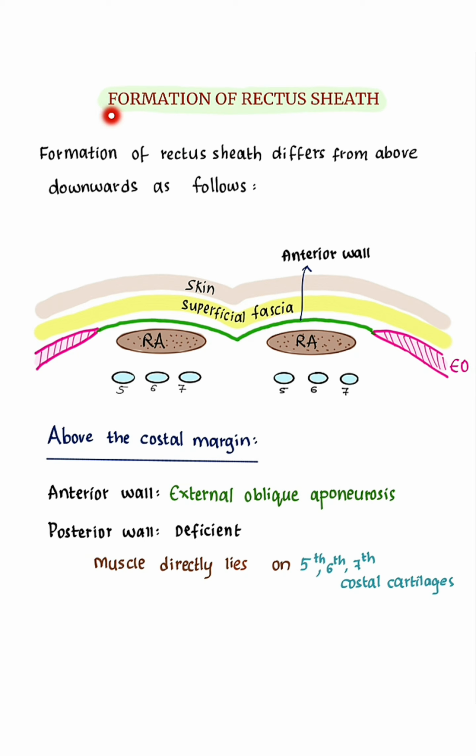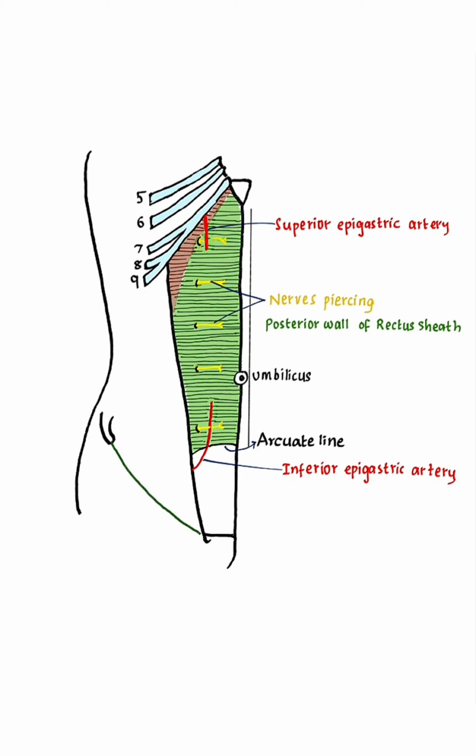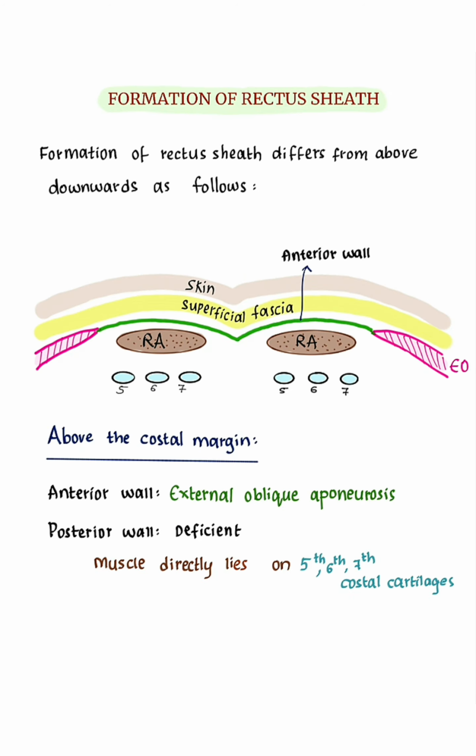Now let's see about its formation. Formation of rectus sheath differs from above downwards as follows. We will see the formation of rectus sheath above the costal margin, between the costal margin and arcuate line, and below the arcuate line.